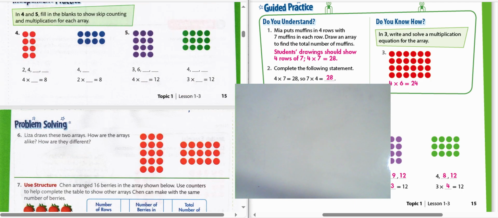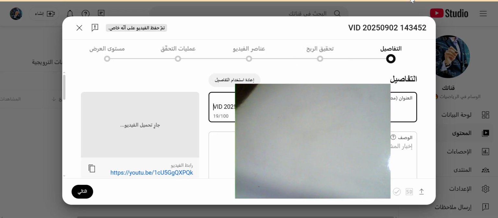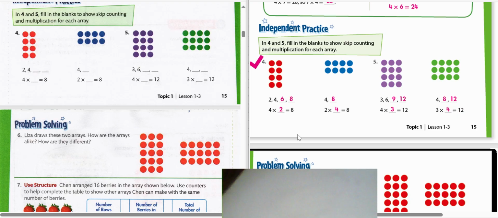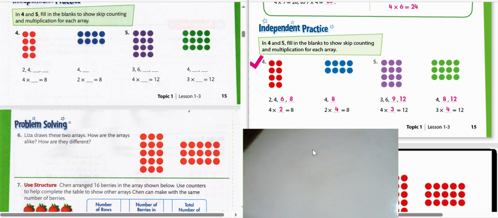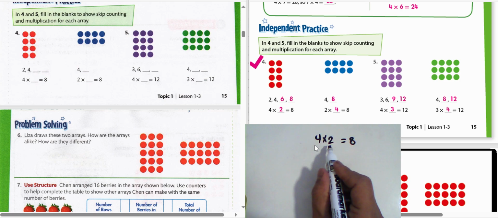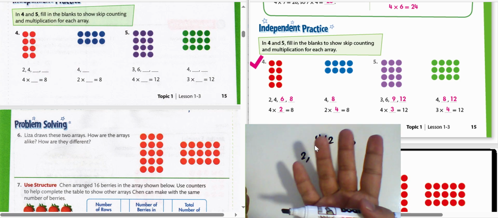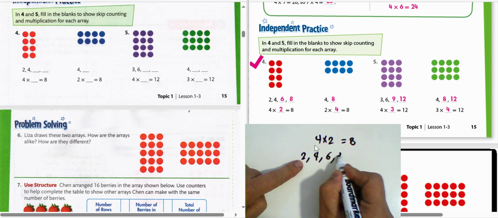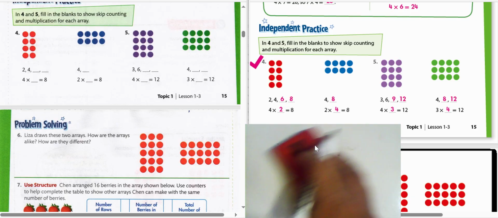Complete here. 4 times what equals 8? Who can tell me? We can count the number of elements in each row. We have 1, 2, 3, 4 rows. Each row contains 2 elements. And 4 times 2 equals 8. How to find the result? You must start from 2 and add 2 four times: 2, 4, 6, 8. Then 4 times 2 equals 8.